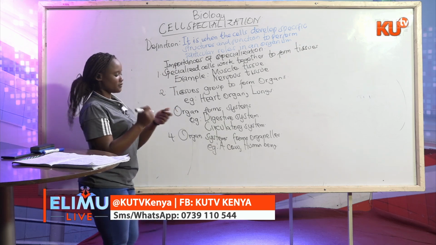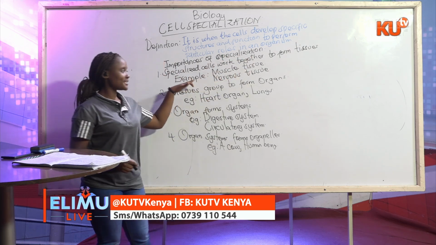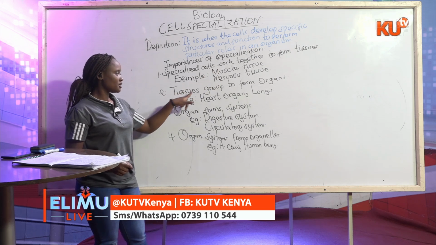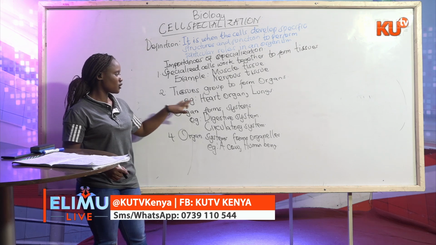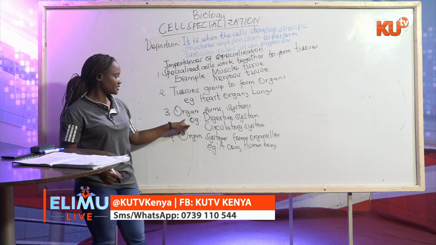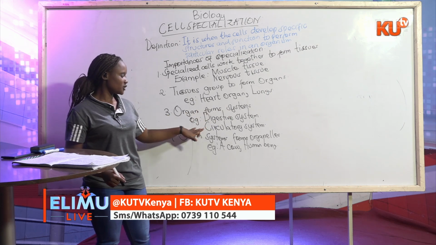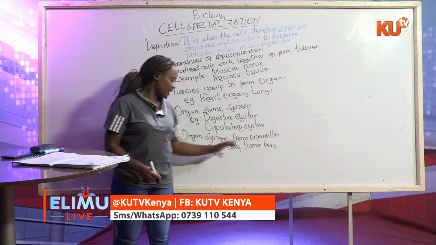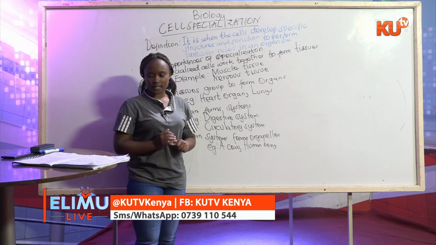So the importance of specialization: cells work together to form tissues, for example muscle tissue and nervous tissue. Then the tissues group to form organs, like the heart and the lungs. Then organs form systems, for example the digestive system and the circulatory system. The organ systems form the organism, that is a cow or a human being.